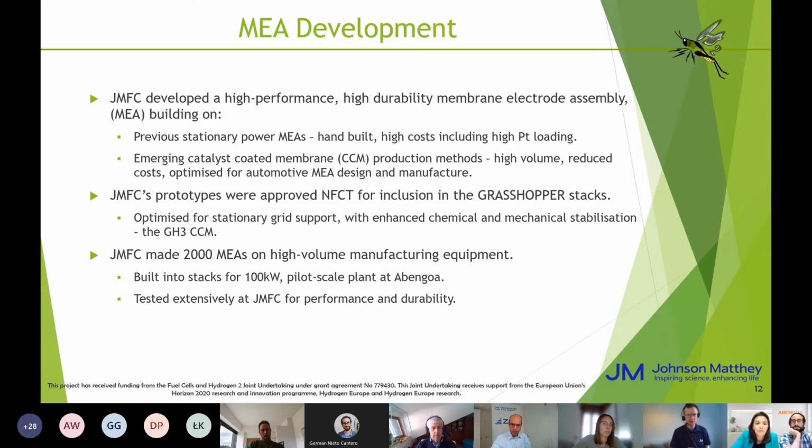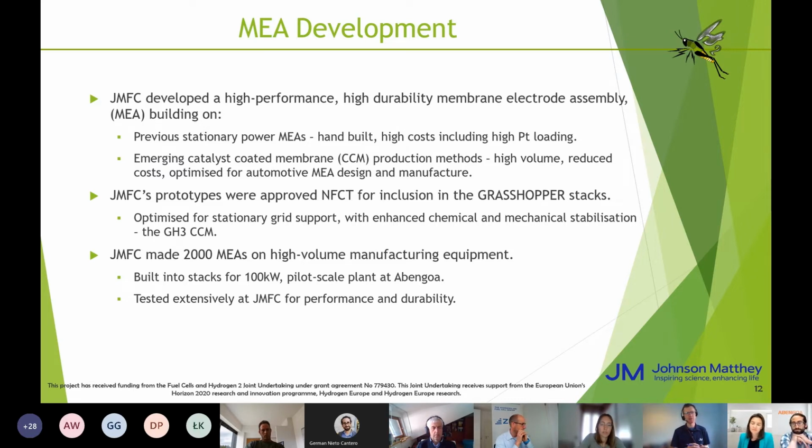And after our initial testing and approval by NEDSTAC FCT, JM settled on this Grasshopper 3 GH3 CCM, optimized for stationary grid support, but with those additional stabilizations. So JM, because this MEA had been designed with volume manufacture in mind, we were then able to take that MEA design to our high volume manufacturing equipment, much fewer manual processes, much more automated roll-to-roll type processes.